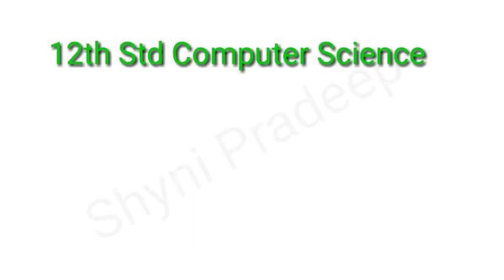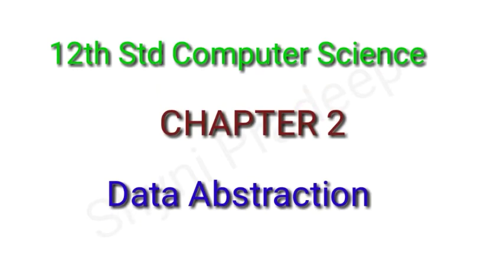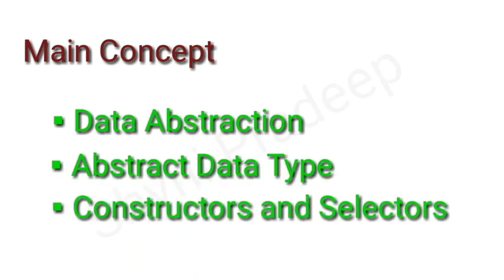Hello students, in this session we are going to learn 12th standard computer science second chapter, data abstraction. The main concepts you are going to learn in this session: data abstraction, abstract data type, constructors and selectors.